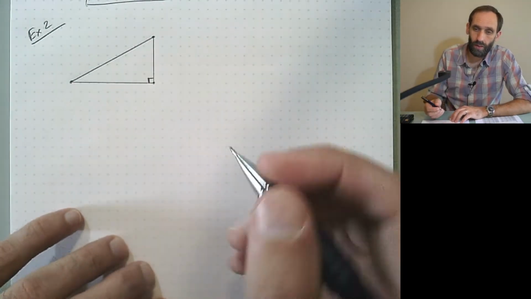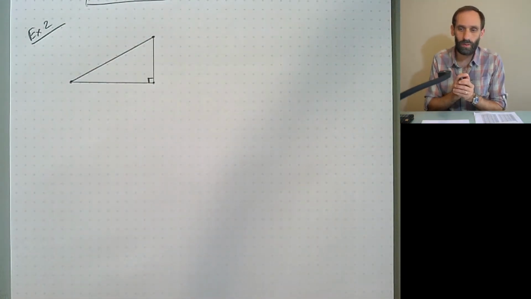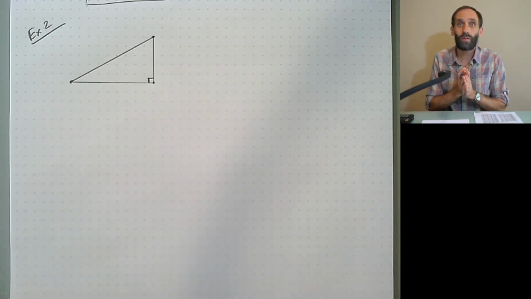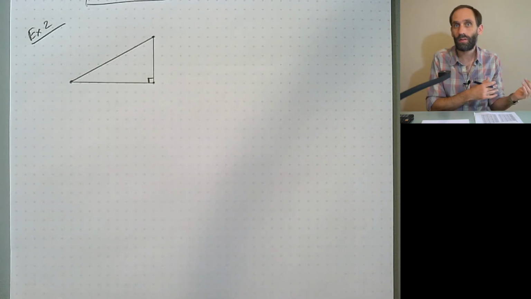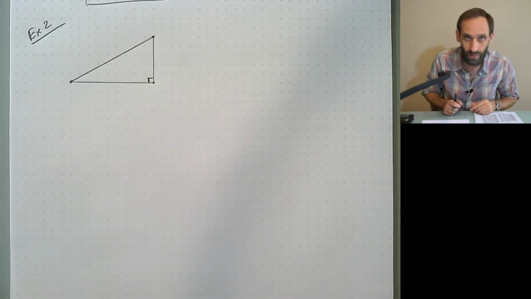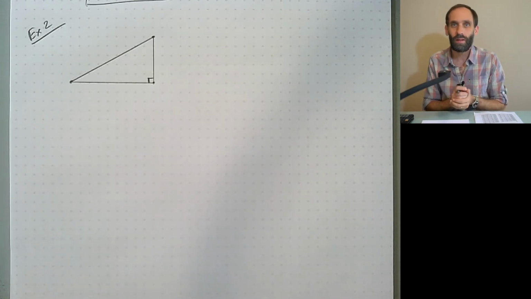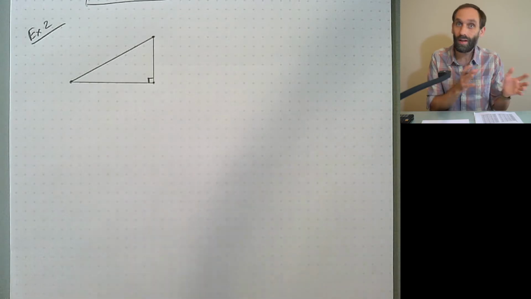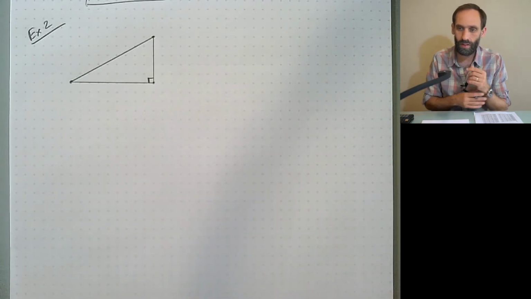Now for this one, instead of determining one side and one angle, I'm going to give two sides. So you may recall earlier in the video I said you need two pieces of information beyond the fact that it's a right triangle. At least one has to be a side. So we can have one side and one angle, or we can have two sides. Let's try the approach where we have two sides given.